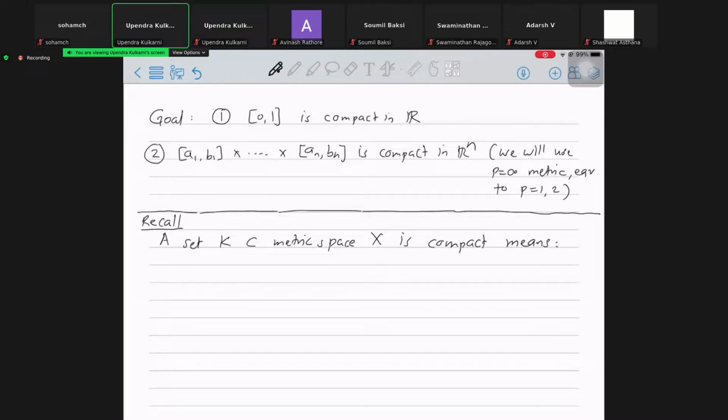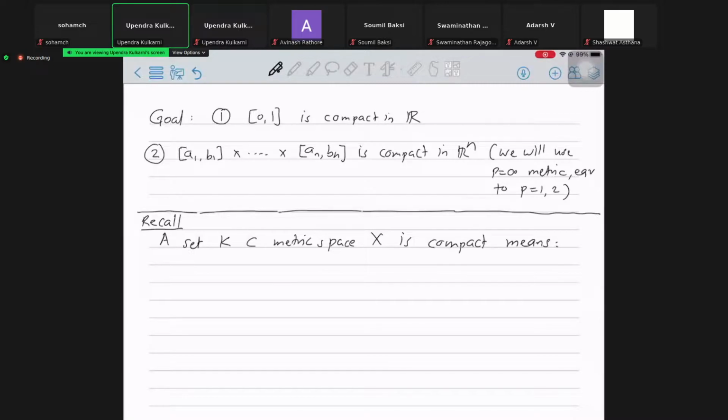Come on, so this should be quick. We really do need this definition, and this definition needs to be at our fingertips. So what does it mean? Every open cover has a finite subcover. Yeah, but what does open cover mean here? I mean a family of open sets that contain K.